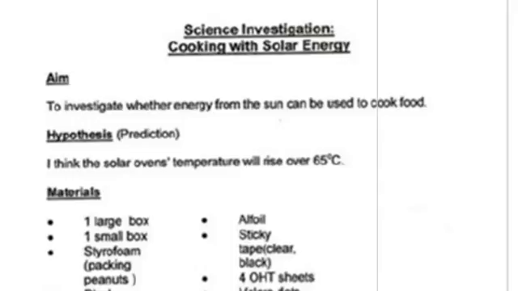So there's not a quantitative amount, and there's not really a quantitative prediction. They have said, I think the solar oven temperature will rise over 65 degrees centigrade. They've not really said whether that's hot enough to cook food. I would have liked to have seen them put a background piece in there about how cooking food requires energy, and that a renewable, cheap source of energy is solar energy, which is why they're doing that investigation. So they're not actually related to the theory that we've been talking about in class.